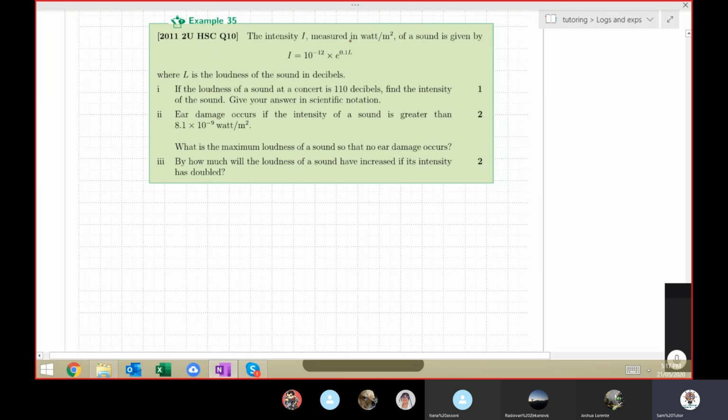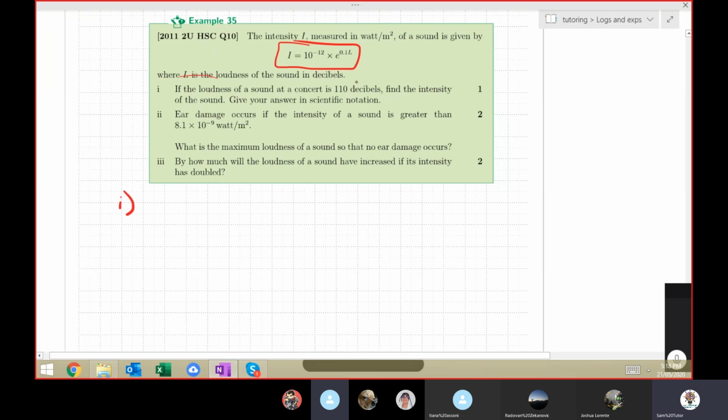They never read too far into these. You're in advanced math. You're not in standard math. In standard math, yes, you've got to read into it because they trick you through their wordings. In advanced math, it's all about the calculus, so no one really cares about the words. There's your equation. If the loudness of sound at a concert is 110 decibels, find the intensity of the sound. Give your answer in scientific notation.